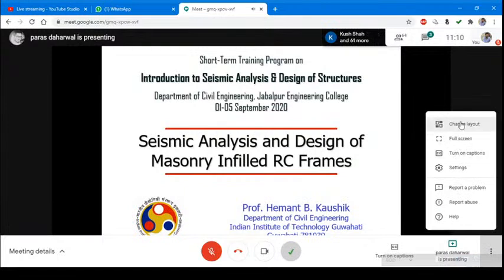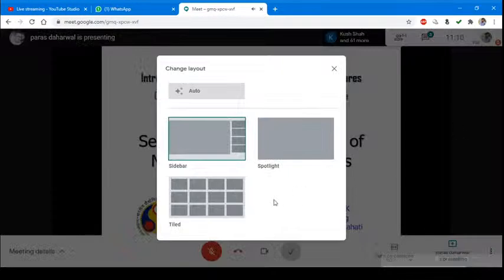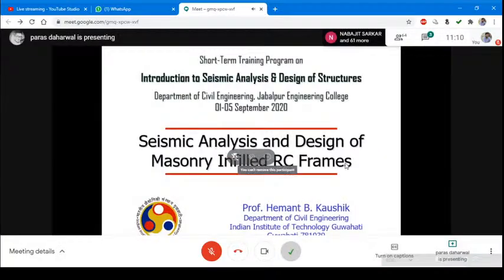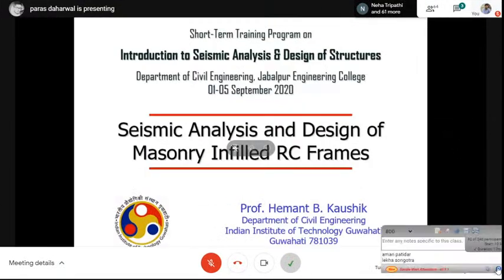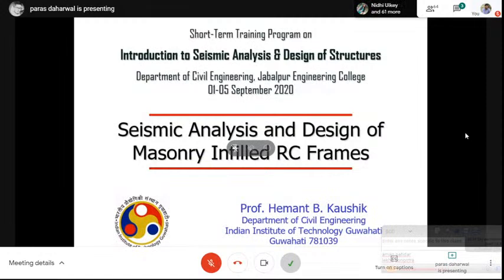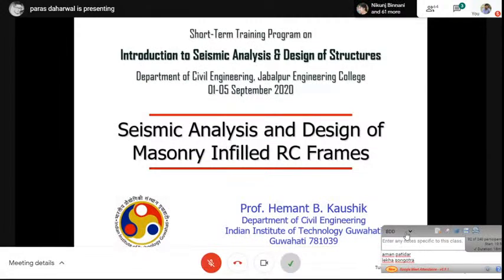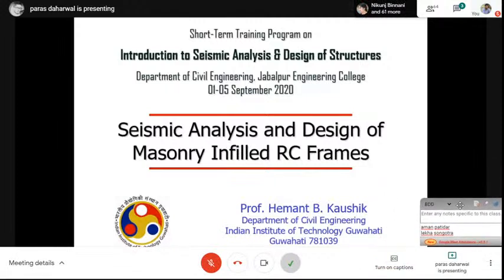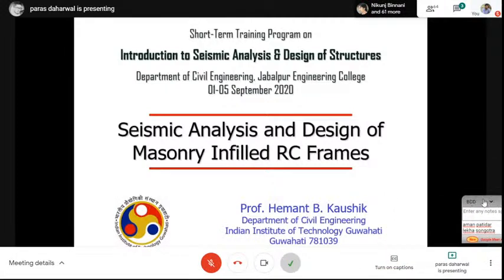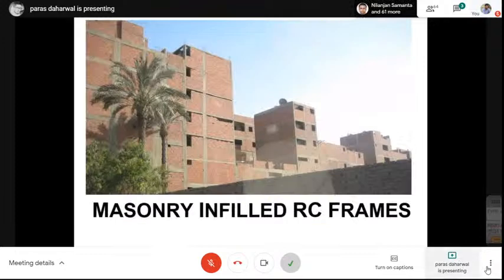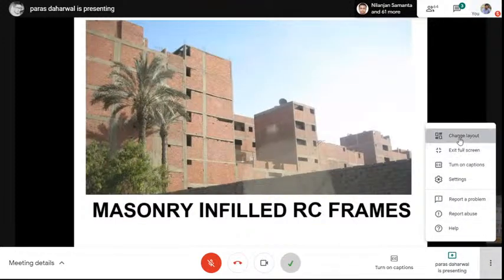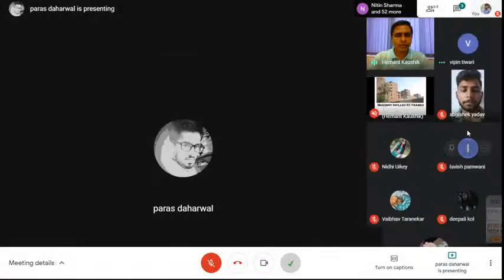This presentation is about how to analyze these masonry infilled RC frames and how to design them. Design is very similar to what we usually do for other types of frames, but the most important part here is how we analyze it. The design methodology is more or less the same. So we'll discuss some of the modeling techniques, and then briefly discuss the design aspects also.